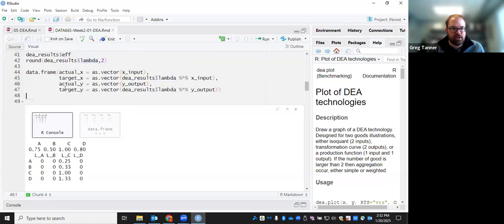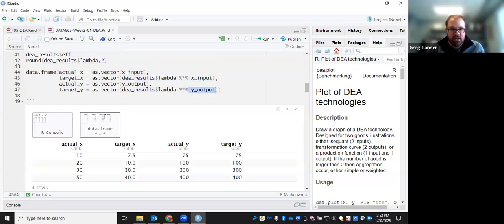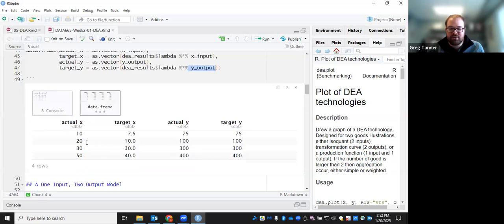And then the other thing that I put in here is I've taken those lambdas and multiplied by the input and taken those lambdas and multiplied by the output. And that's essentially computing the target X and the target Y for each of them. And we'll notice that in a one input, one output, the actual output matches the target output, but the target input is less than the actual input for all but DMU C, which was 100% efficient. So its target matches its actual input.